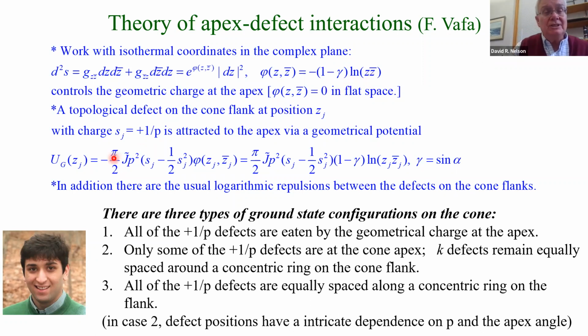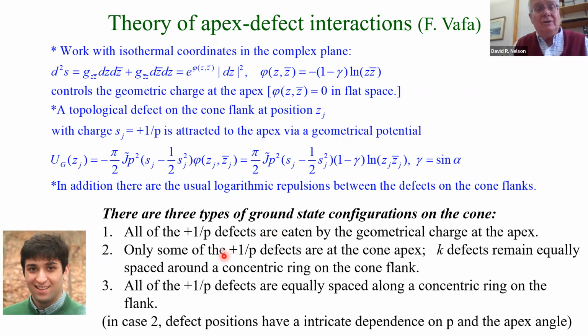We're now writing this up, but this gives rise to that geometrical potential that was found already more generally by Vitelli and Ari Turner. And it allows the defects not only to interact with themselves on the flank of a cone, but to interact with the central charge. So there are logarithmic repulsions, of course, between the defects and the cone flanks. And what Farzan finds is that there are 3 different types of cone configurations that one could have in general, for arbitrary cone angles alpha, as a function of the continuously variable parameter gamma. All of the defects could be eaten up. As the apex gets more and more pointy, it tends to eat more defects.